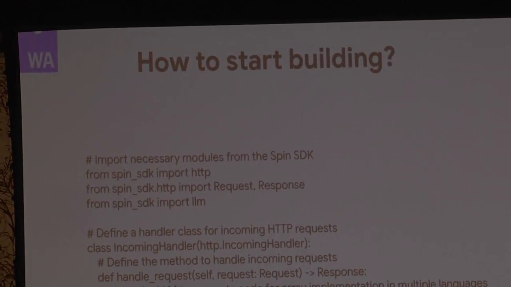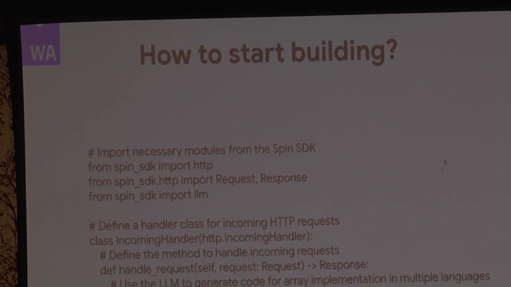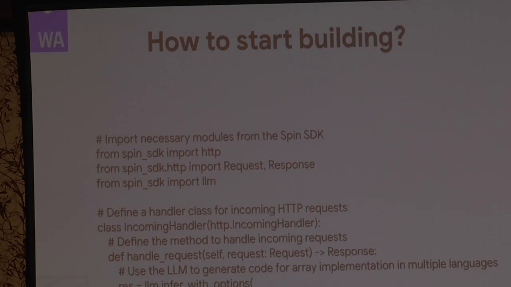And here's an example of the source code that I'll be showing you that we'll be building. So here what you see is that in the first 3 lines of code, we are importing all of the necessary modules to use the Spin SDK. And then we have a handler class that's essentially just being used for HTTP requests, for doing the request and response handling.